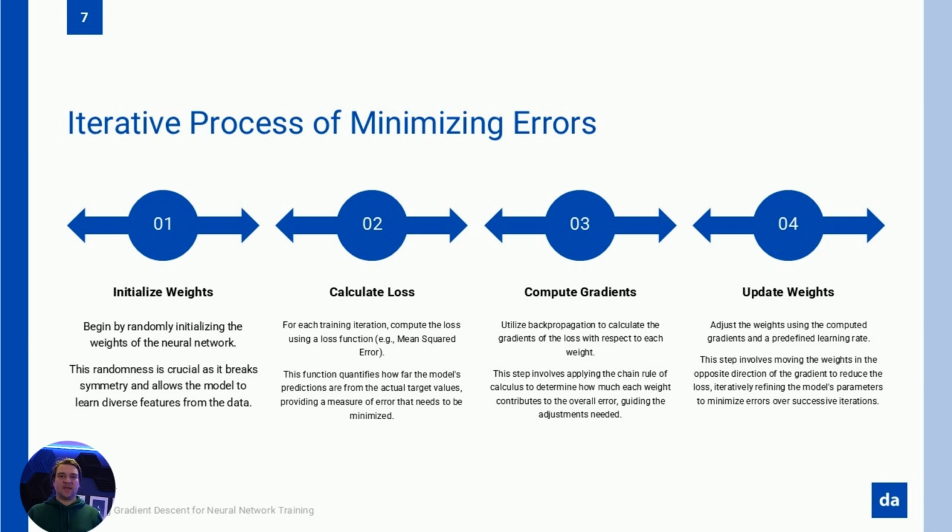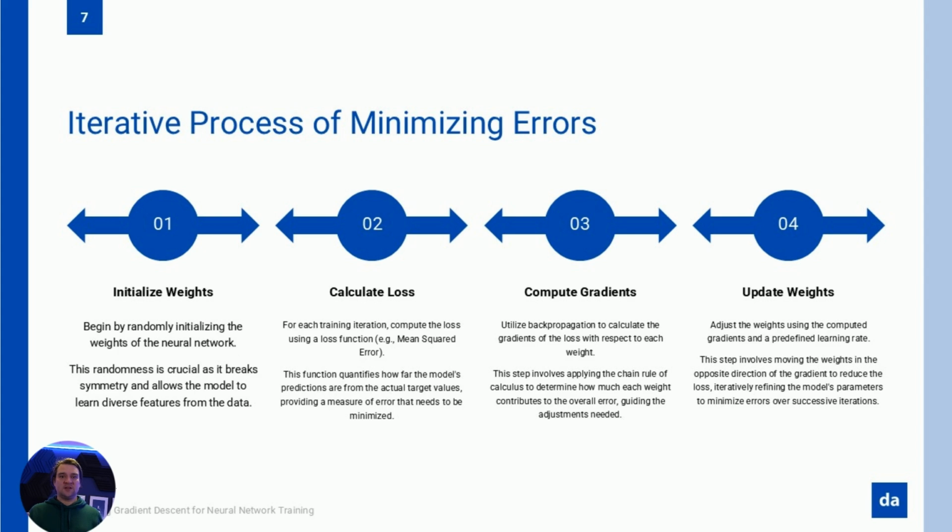Finally, we update the weights. Based on the computed gradients and the learning rate, the model adjusts its weights, moving in the opposite direction of the gradient to reduce the loss. It's like taking that step downhill in our optimization maze, closer to the solution with every iteration. And this isn't a one-time process. It's repeated again and again, refining the model's performance over time.